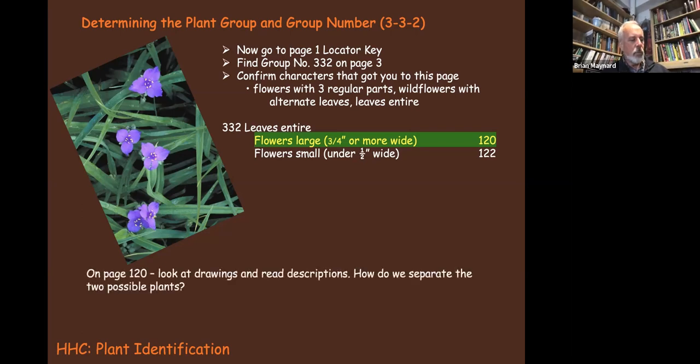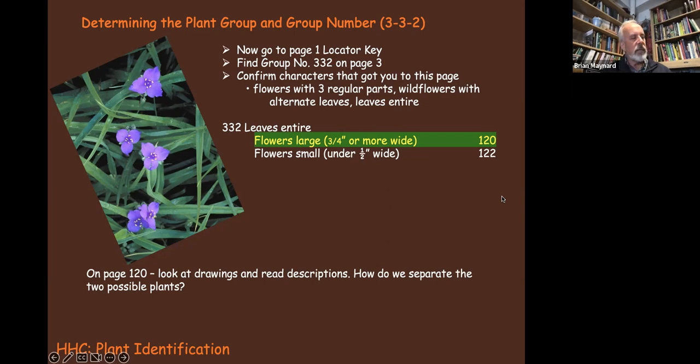So paging to page 120. Again, look at the clues to make sure that we're in the right place. Look at the drawings and the descriptions. So we are looking here at plants that don't look like irises, which are the majority of those drawings, right? It looks very much like a spiderwort. So looking at spiderworts at the top of the page, you can read about spiderworts, the genus Tradescantia.